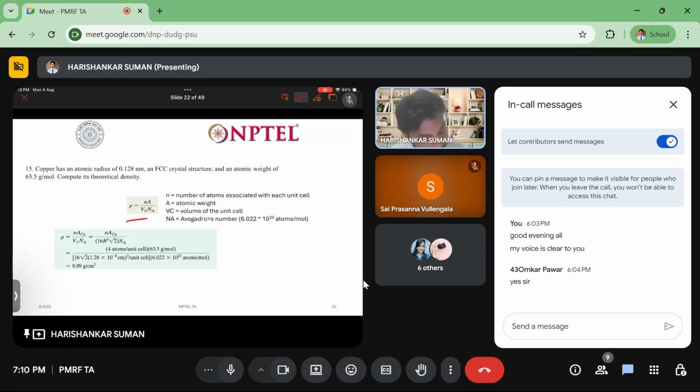This is the formula: density equals n times A divided by VC times NA. n is the number of atoms associated with each unit cell, A is the atomic weight, VC is the volume of the unit cell, and NA is the Avogadro number. So we know in FCC there are 4 atoms, n equal to 4. Atomic weight we already have, 63.5 gram per mole.